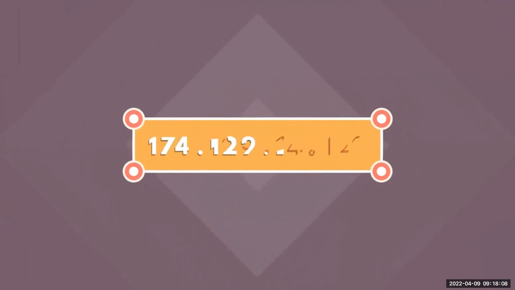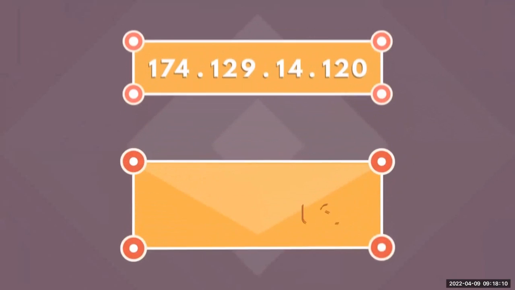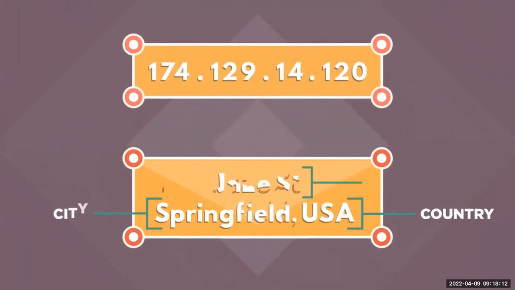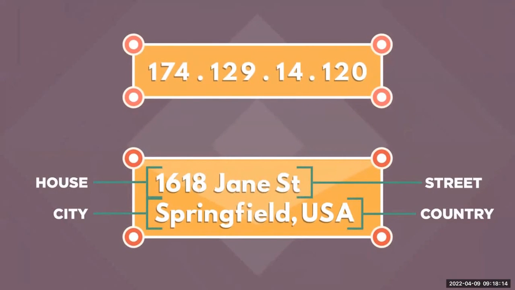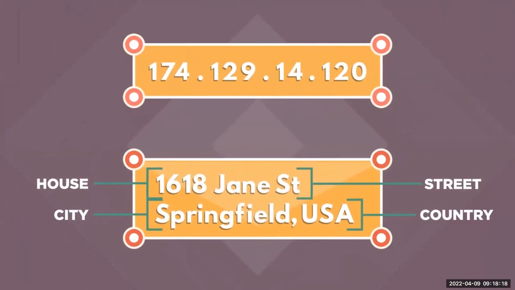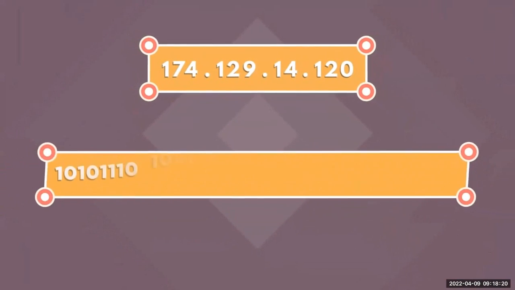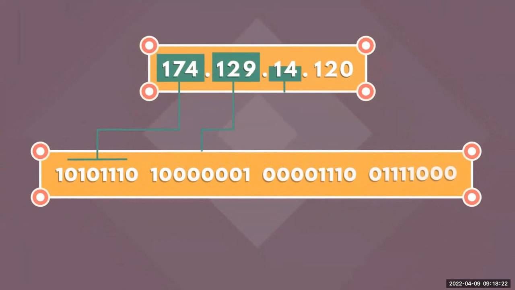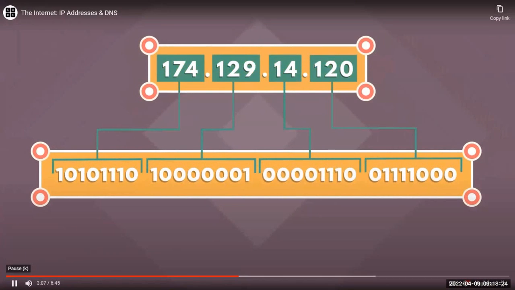You may have seen an IP address. It's just a bunch of numbers. These numbers are organized in a hierarchy. Just like a home address has a country, a city, a street, and a house number, an IP address has many parts. Just like all digital data, each of these numbers is represented in bits.